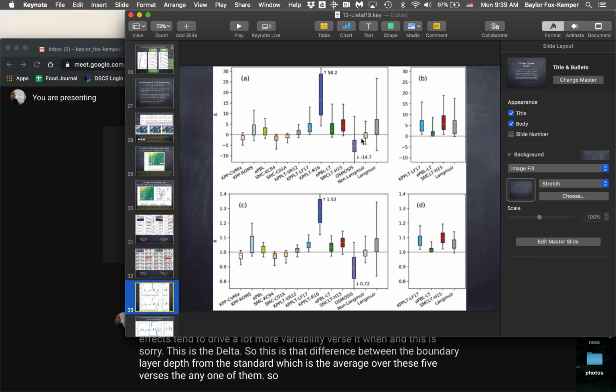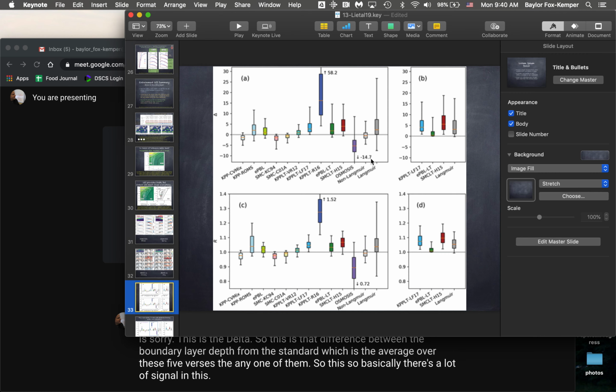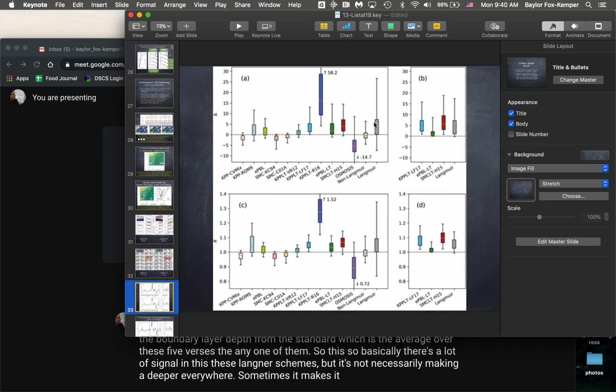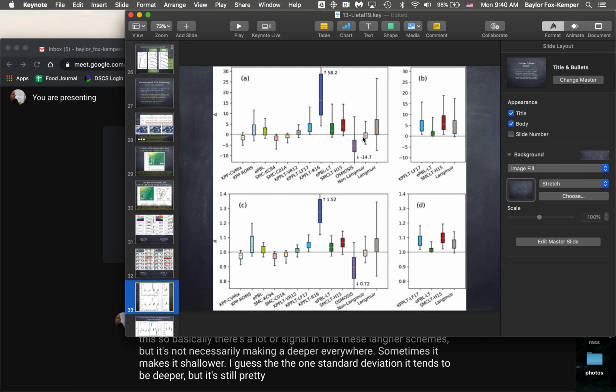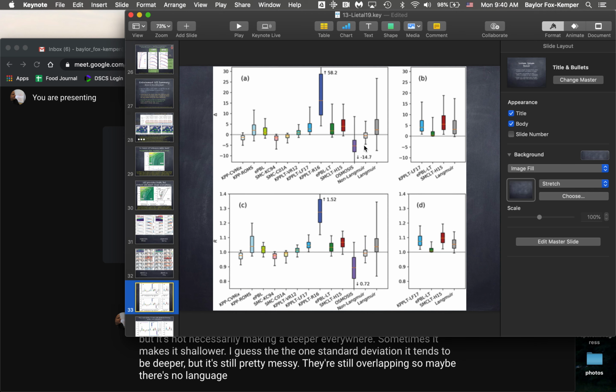So basically there's a lot of signal in these Langmuir schemes, but it's not necessarily making it deeper everywhere. Sometimes it makes it shallower. I guess at one standard deviation, it tends to be deeper, but it's still pretty messy. They're still overlapping, so maybe there's no Langmuir effect. It's kind of hard to tell.